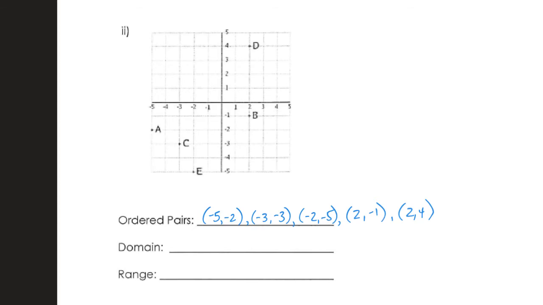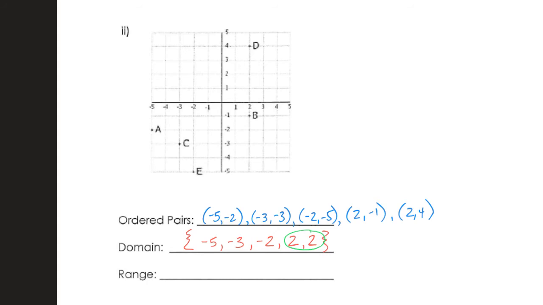Okay. That made my life a little bit easier because now I can state my domain. Well, my domain is my set of all x values. So -5, -3, -2, 2, and 2. Now, if you wrote that down, we made a mistake. And it's not a mistake in understanding. It's a mistake because when we state a set of values, we list what are all the possible x values. Notice we repeated ourselves. We stated 2 and 2.